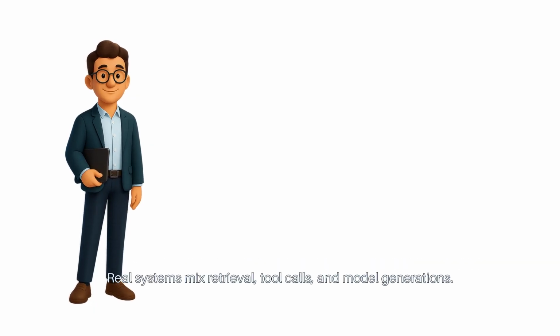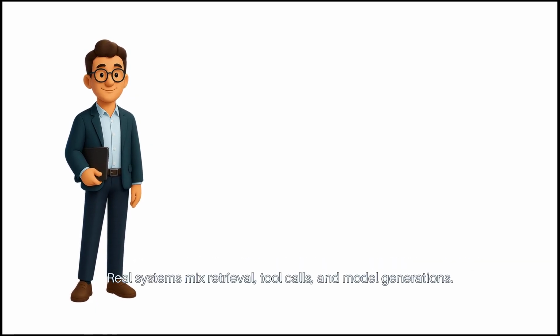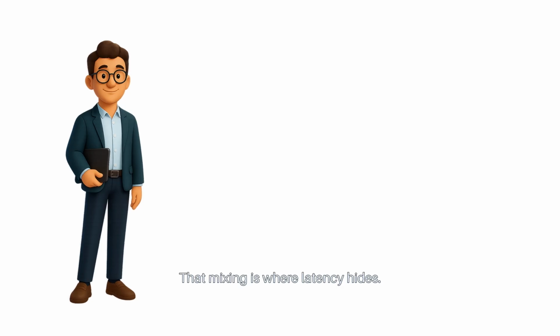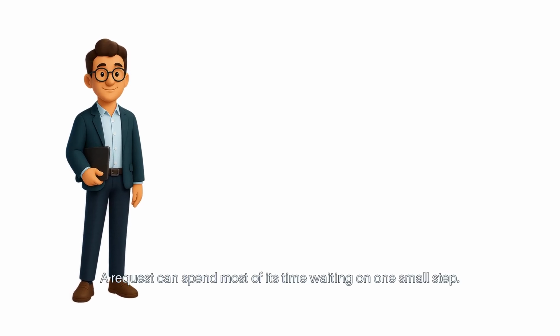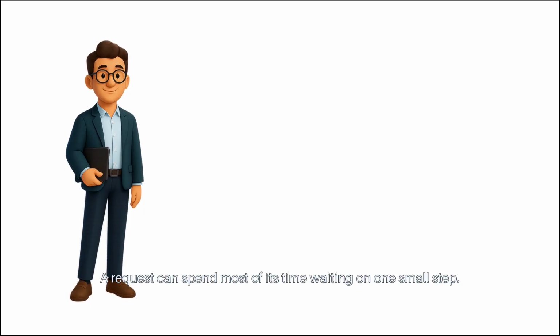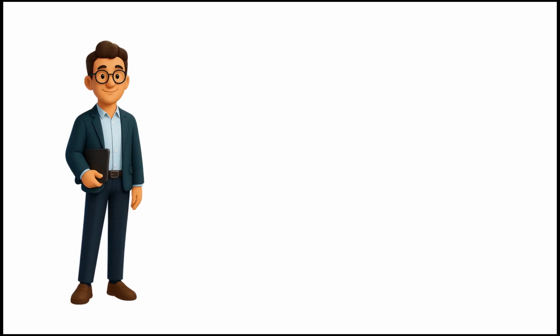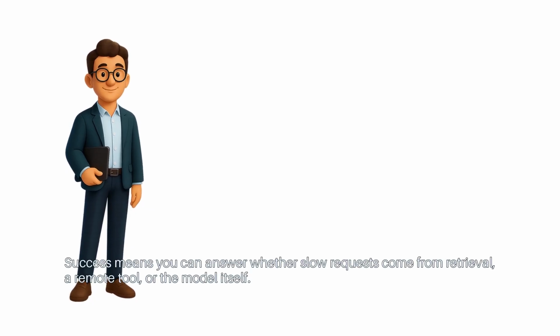Real systems mix retrieval, tool calls, and model generations. That mixing is where latency hides. A request can spend most of its time waiting on one small step. Tracing lets you see each step as a span. And then you can compare durations and P95 behavior across requests. Success means you can answer whether slow requests come from retrieval, a remote tool, or the model itself.